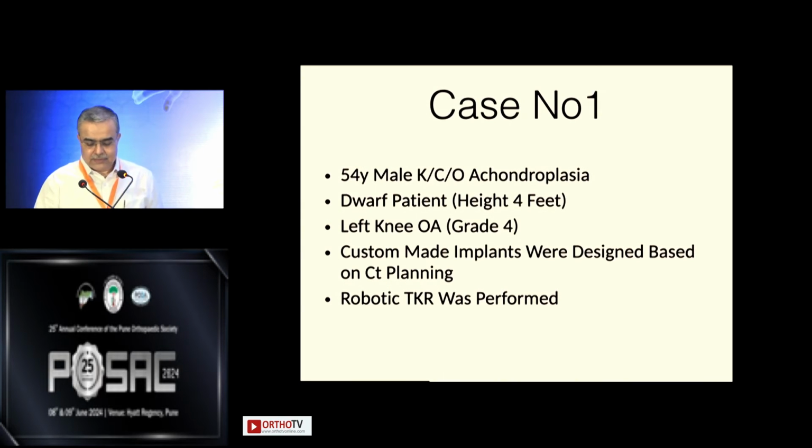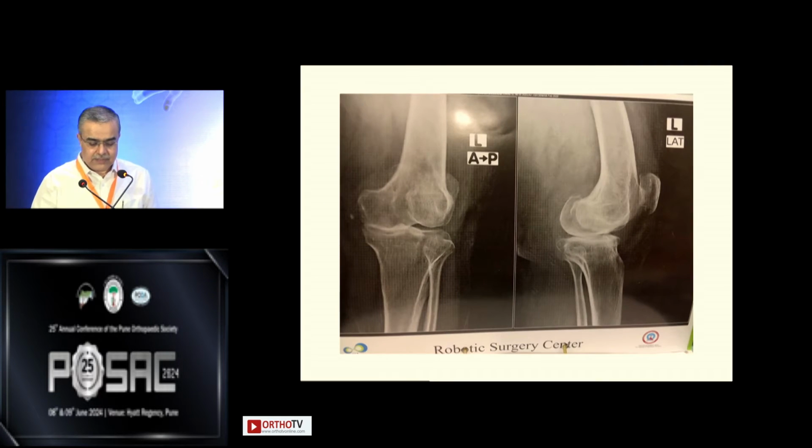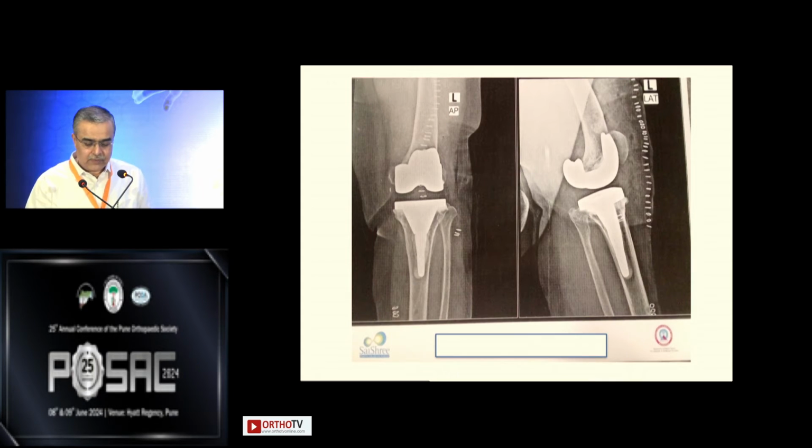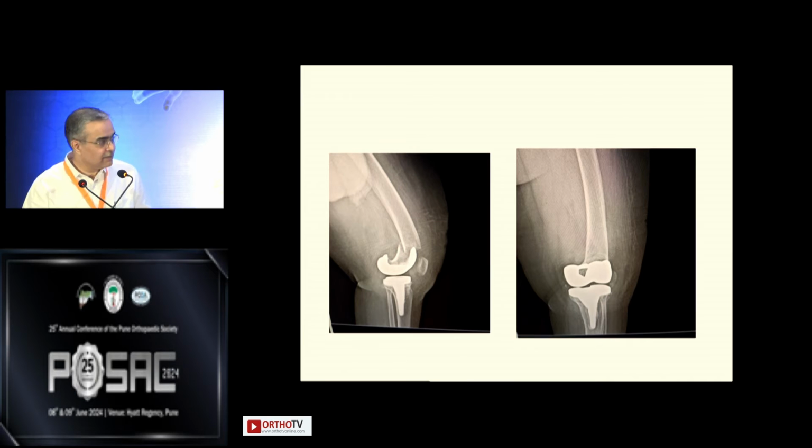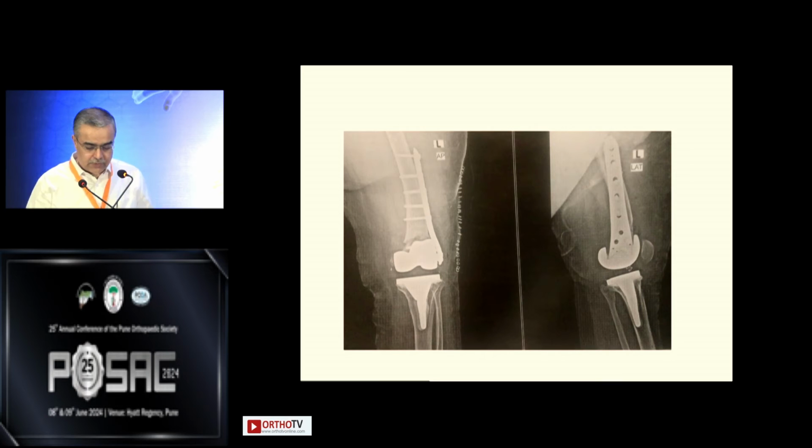So, sharing here a couple of interesting cases. 50-year-old male known case of achondroplasia, dwarf patient, height was just 4 feet, and we did TKA using custom-made prosthesis here. And this is his pre-op X-ray, post-op X-ray, and pre-op gait. But he had a fall. This is how he presented to us. But the femoral prosthesis was stable, so it was fixed with distal femoral plate, and we could achieve a stable fixation.